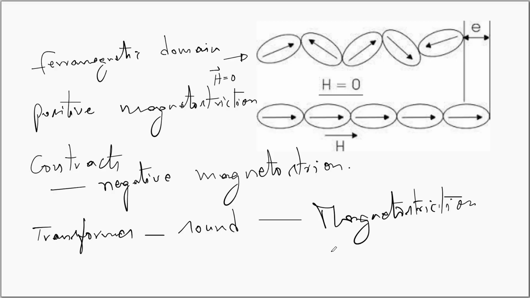There are two different types of magnetostriction. One is positive magnetostriction. If the ferromagnetic material expands in response to the applied magnetic field intensity, then we call it positive magnetostriction. On the contrary, if the magnetic material contracts in response to the magnetic field, then you call it negative magnetostriction. Because of these contractions and expansions of the magnetic materials, we hear a humming sound from the transformers. The sound is essentially due to magnetostriction.